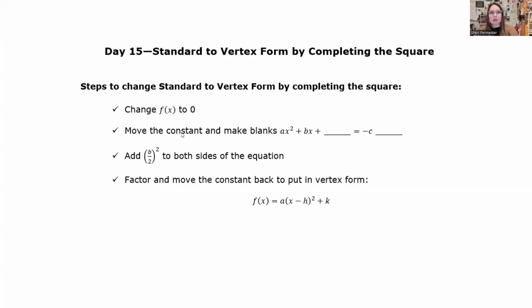So the next thing that we're going to do is move the constant. The constant is the very last number. It's a number without a variable. And then we're going to make blanks. There's nothing to fill in here. We're literally going to set up the problem like that with blanks. And then right underneath, we're going to write a second line. So when we complete the square, we're going to make a line right underneath it every single time that looks like this.